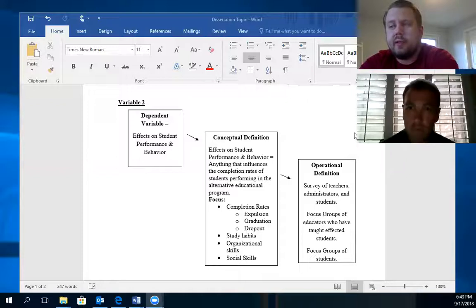What is the effect on expulsion rates? What's the effect on graduation rates? And what's the effect on dropout rates? You may be able to answer this, Chris, and that is regarding graduation rates. Does adult ed graduation rate have an impact on Chesterfield County School District graduation rates in general?